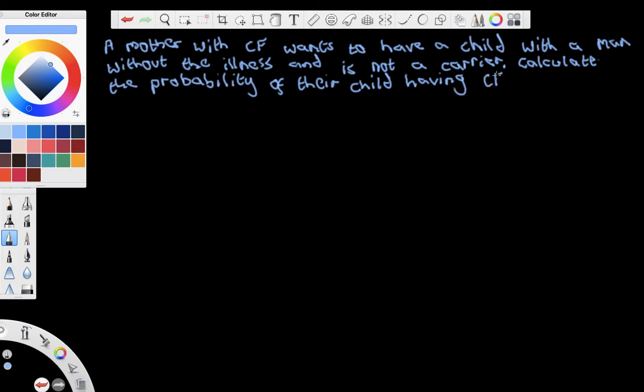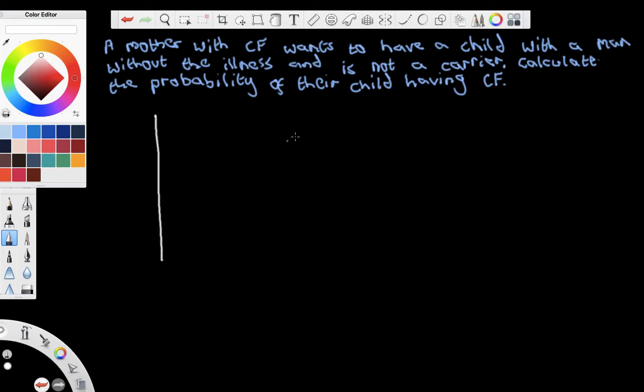So you're calculating the probability of their child having cystic fibrosis. So a mother with cystic fibrosis wants to have a child with a man without the illness and is not a carrier. Calculate the probability of their child having cystic fibrosis. Pause the video now, have a go at it, draw a Punnett square and have a go, and then press play when you're ready to go over the answer. Right then, you should have paused the video and had a go at that question by now. Let's calculate their probability.